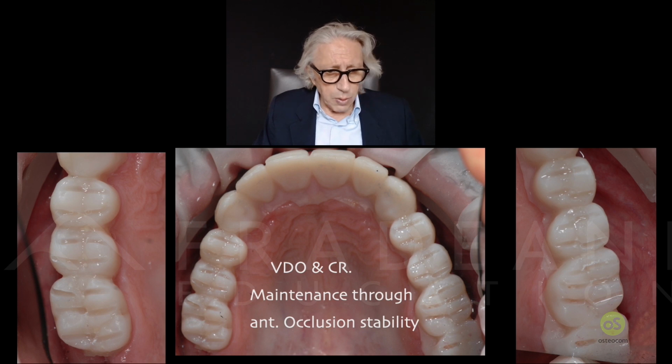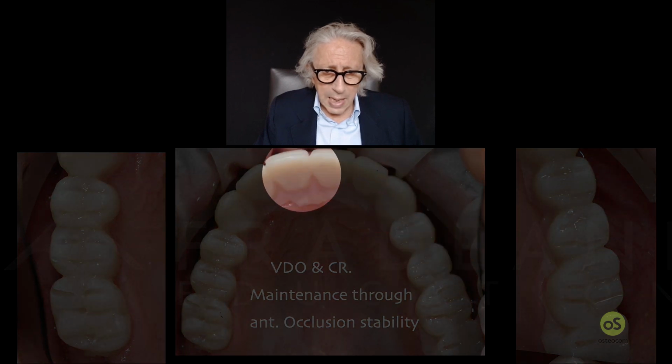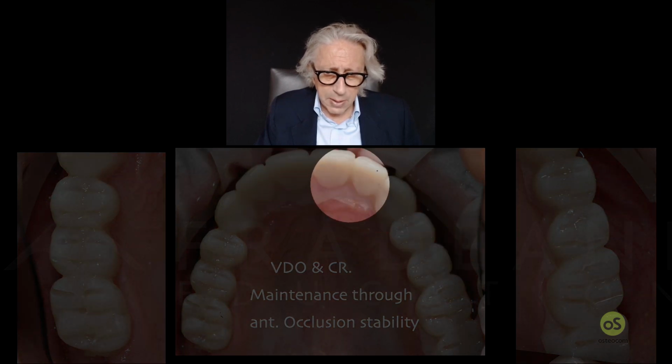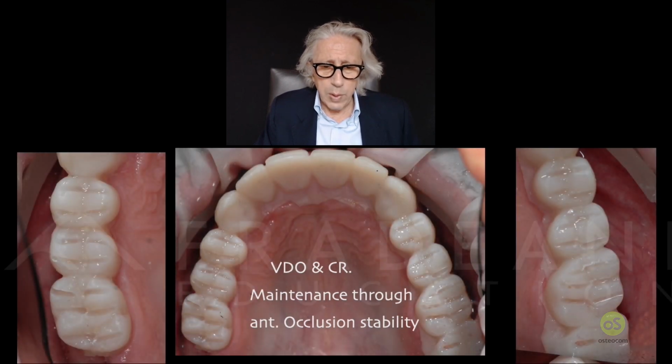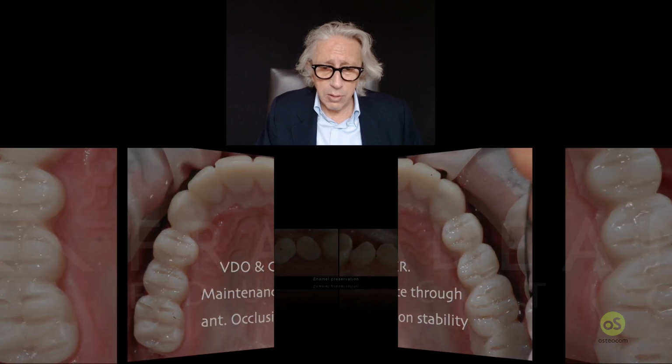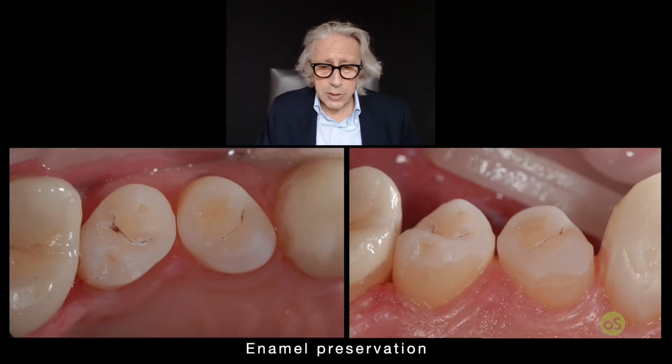So as you can see here, we are prepared with a calibrated reduction, and we kept the anteriors unprepared. So we kept the position of the anteriors. We kept the posteriors. So VDO and CR were maintained through the occlusion stability on anteriors. That is perfect. It goes easily to the CR, maintaining the VDO. The preparation on posterior was really ridiculous. What it means is we didn't touch anything, practically.